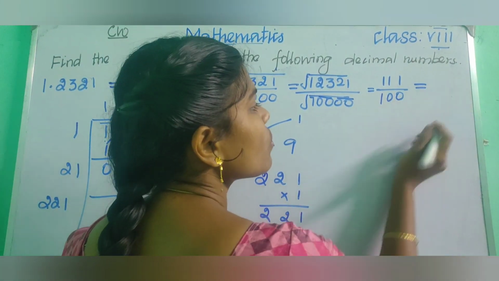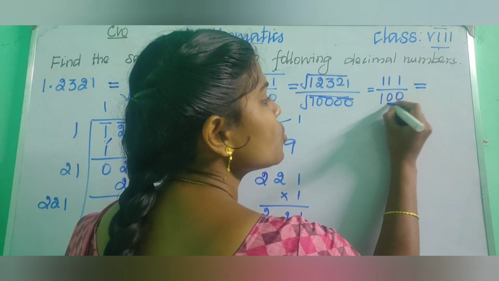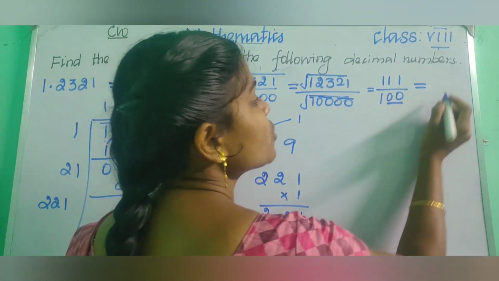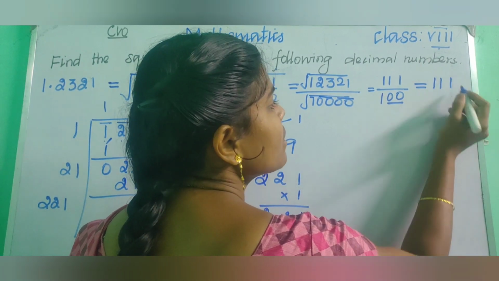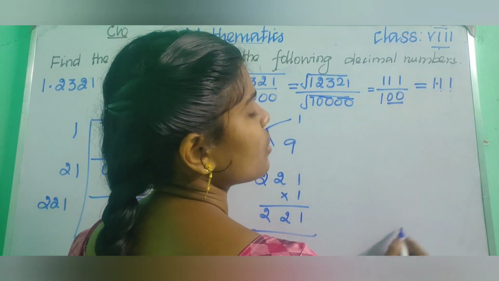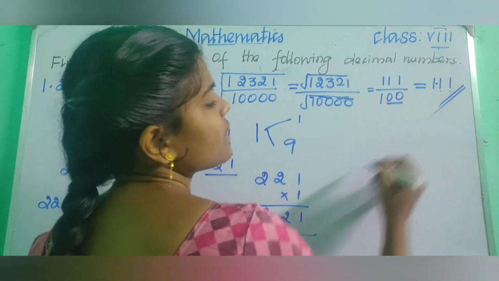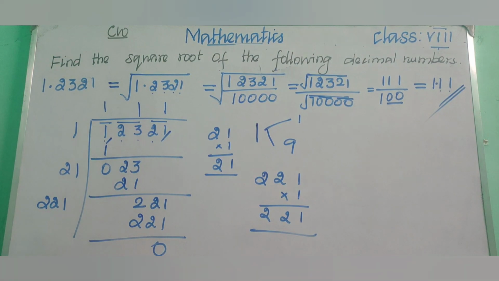So what will you get as the answer? Here we have 2 zeros, right? So write 111. Now count 2 digits here, 1, 2. Now we can insert the point here. Children, so 1.11 is the answer. Is it clear, children? Very easy, right? So copy this in your classwork notebook.